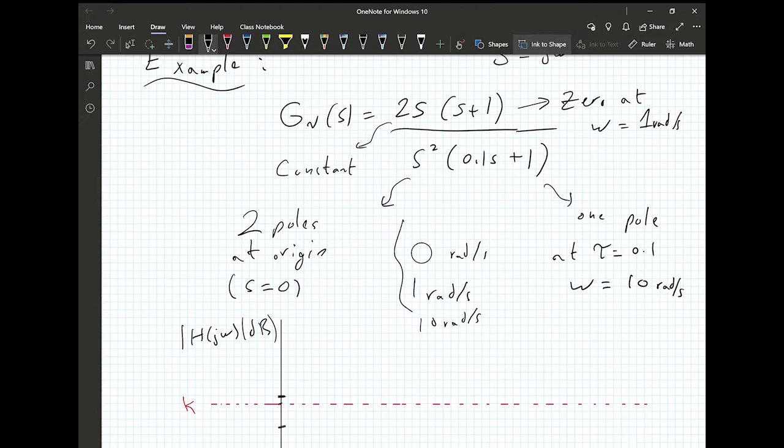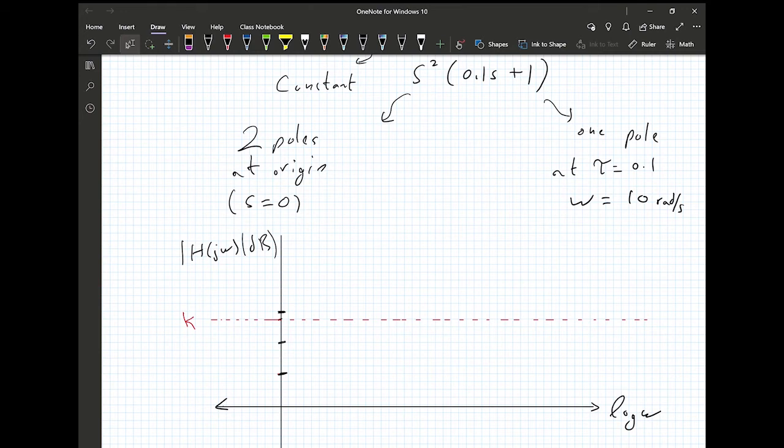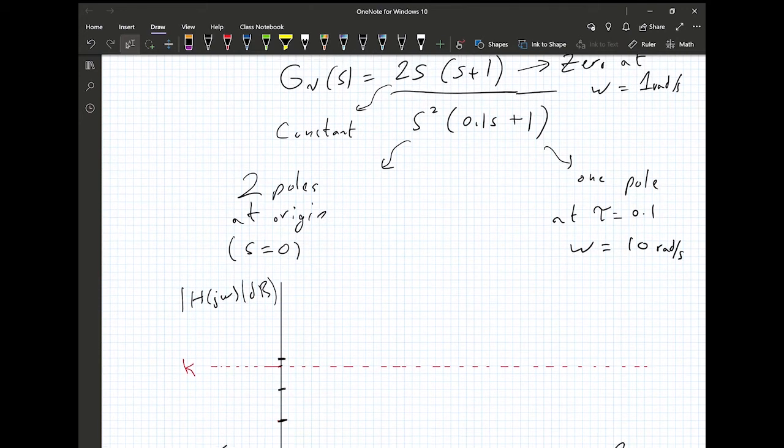Right, so we want to start. I don't know why it's doing that. Oh, I have ink to shape selected. Okay, so 0 rad per second, 1 rad per second, 10 rad per second. So let's start with the 0 rad per second. I have s squared. What does s squared mean? Well, s squared means I have a straight line, right? That's what we said a pole at the origin is, but we have squared, so that means that the slope of the line is going to be 40 dBs per decade.